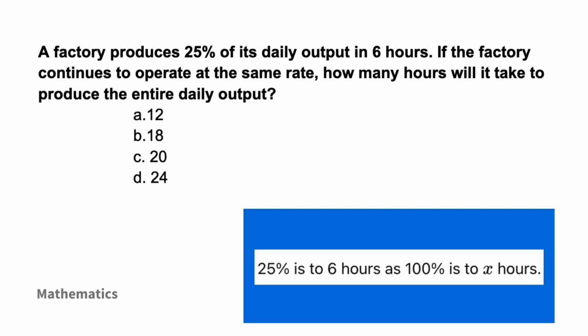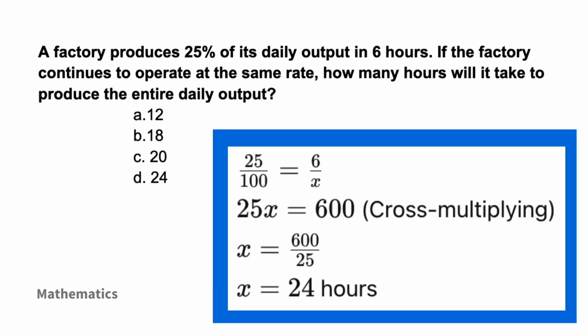So now it's time to set up the proportion. We know that 25% of the output takes 6 hours. We set up a proportion to find the time it takes to produce 100%. That's our goal. And now what we need to do is solve the proportion using the rule of cross multiplication in order to find the letter x.